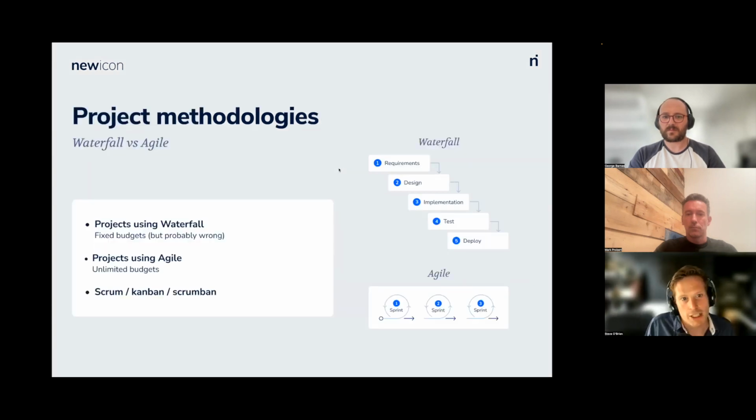So project methodologies make things worse. Okay, great, so we know what we're doing, but how are we going to manage it? There's waterfall, there's Agile, and there's Scrum, there's Kanban, there's Scrumban, there's XP, there's Prince2, there's all these different frameworks about managing projects.